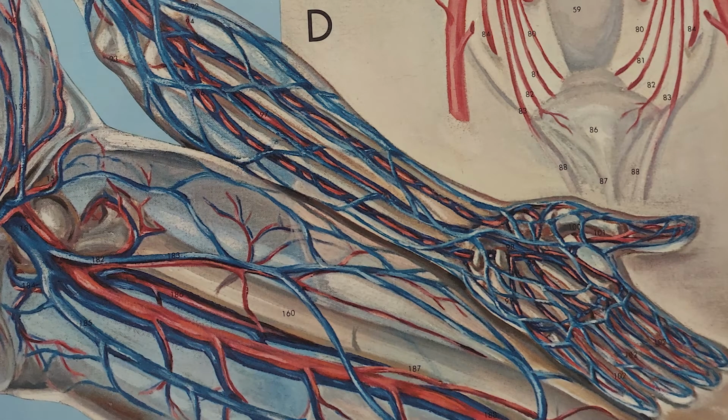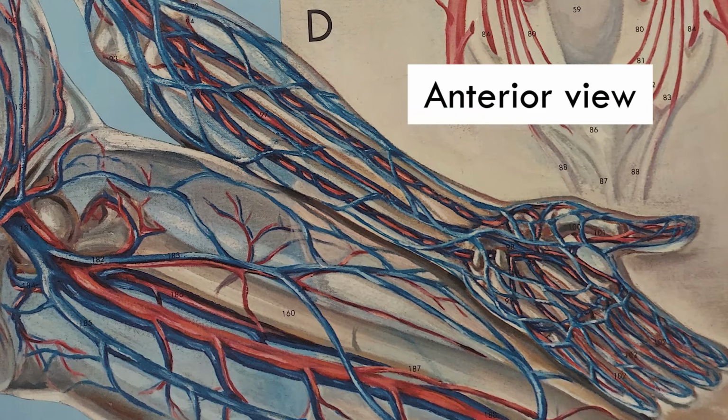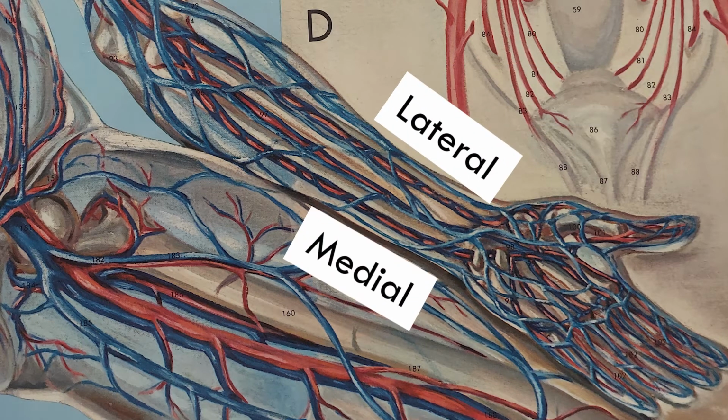So let's just review on this image the blood vessels of the arm. And remember, whenever you're looking at any image or any model, you always want to determine what is anterior, posterior, medial, and lateral. So here is the thumb. Fifth digit is over here. So you know that the thumb is lateral and the radius is lateral. This is an anterior view of the arm, lateral, medial.